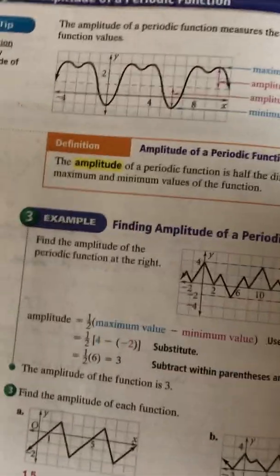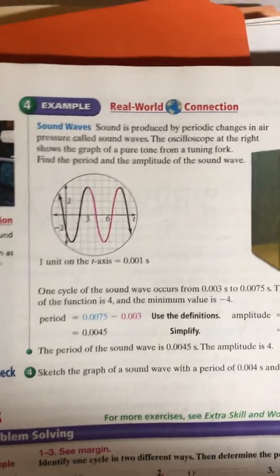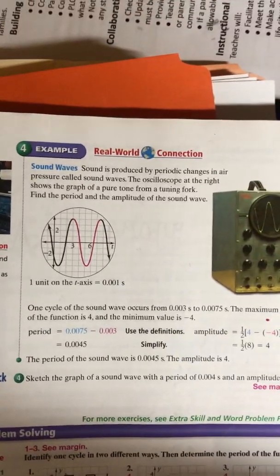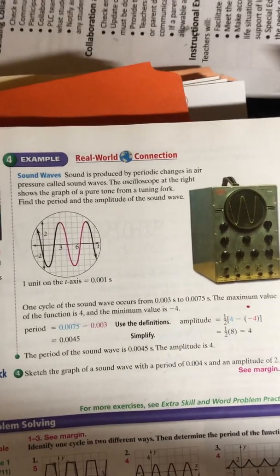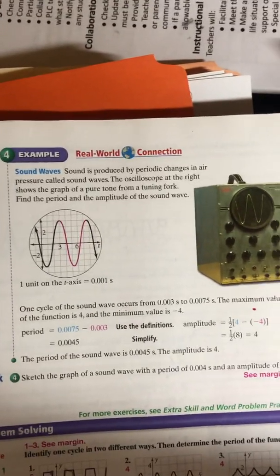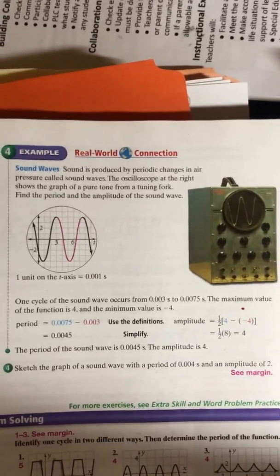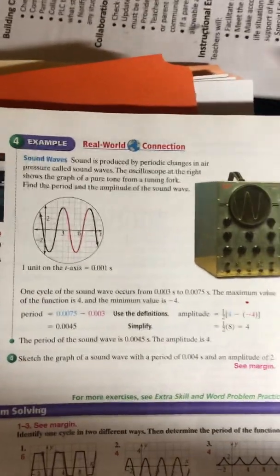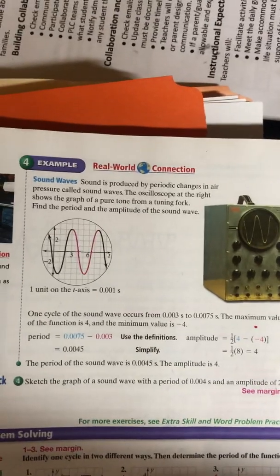If you do all that, I would like you to go ahead and look at example 4. Just read it and see what they're doing. They found the period and the amplitude of this real life example of an oscilloscope, which is used in electronics and electrical engineering. They use periodic functions in electronics a lot. So go ahead and read example 4 and see what they're doing. You don't have to copy it down, but just read it and try to understand what's going on.